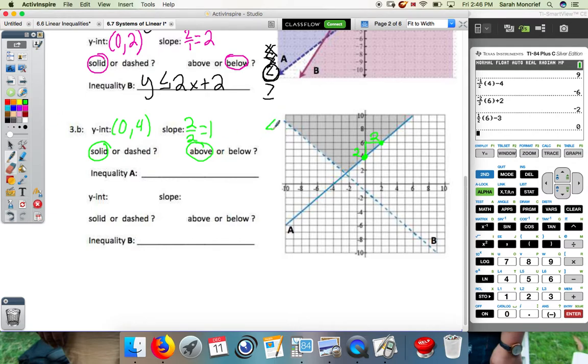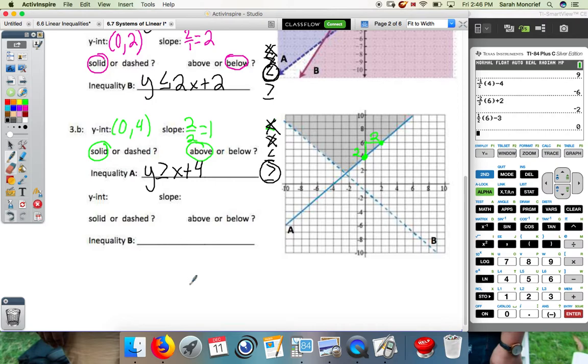All right, so let's check what symbol we're going to use. To me, it's easier when I write them all down, and that's why I keep doing it. So we have less than, greater than, less than or equal to, and greater than or equal to. So we said it's solid, so we want to get rid of the first two. We know we're not going to use them. And it's shaded above, so that means it's greater than. So we have y is greater than or equal to x, for my 1x of slope, plus 4.